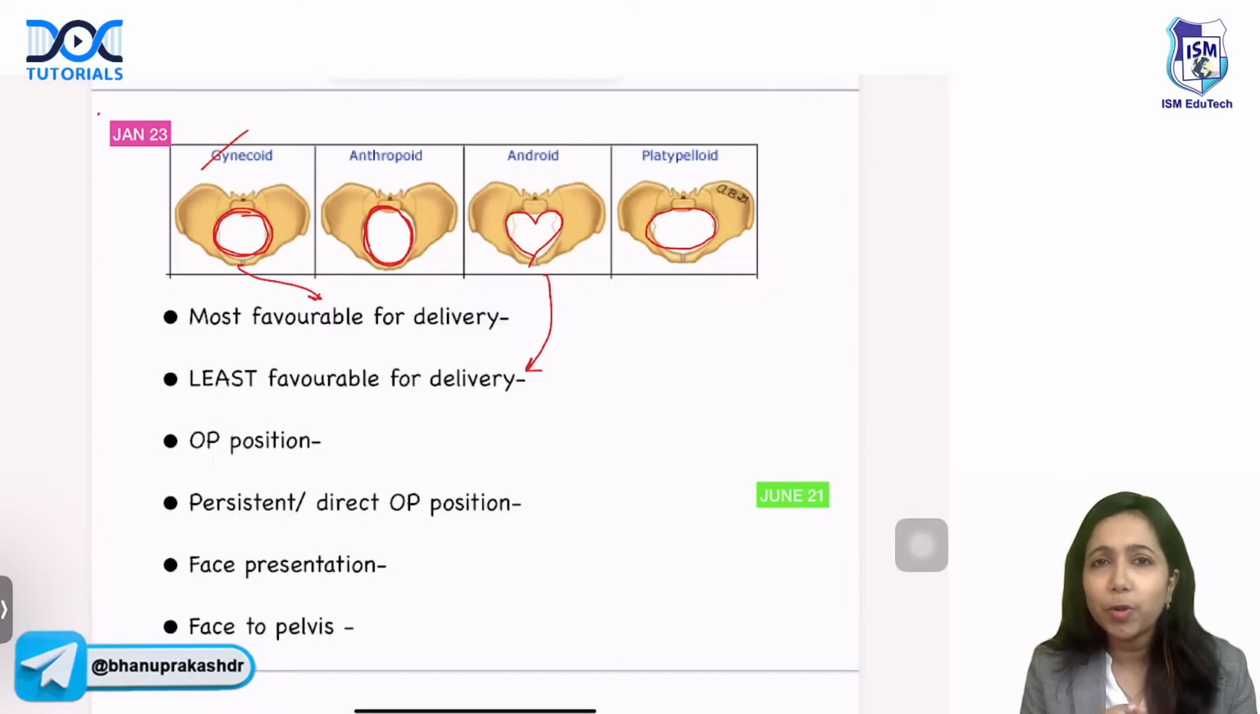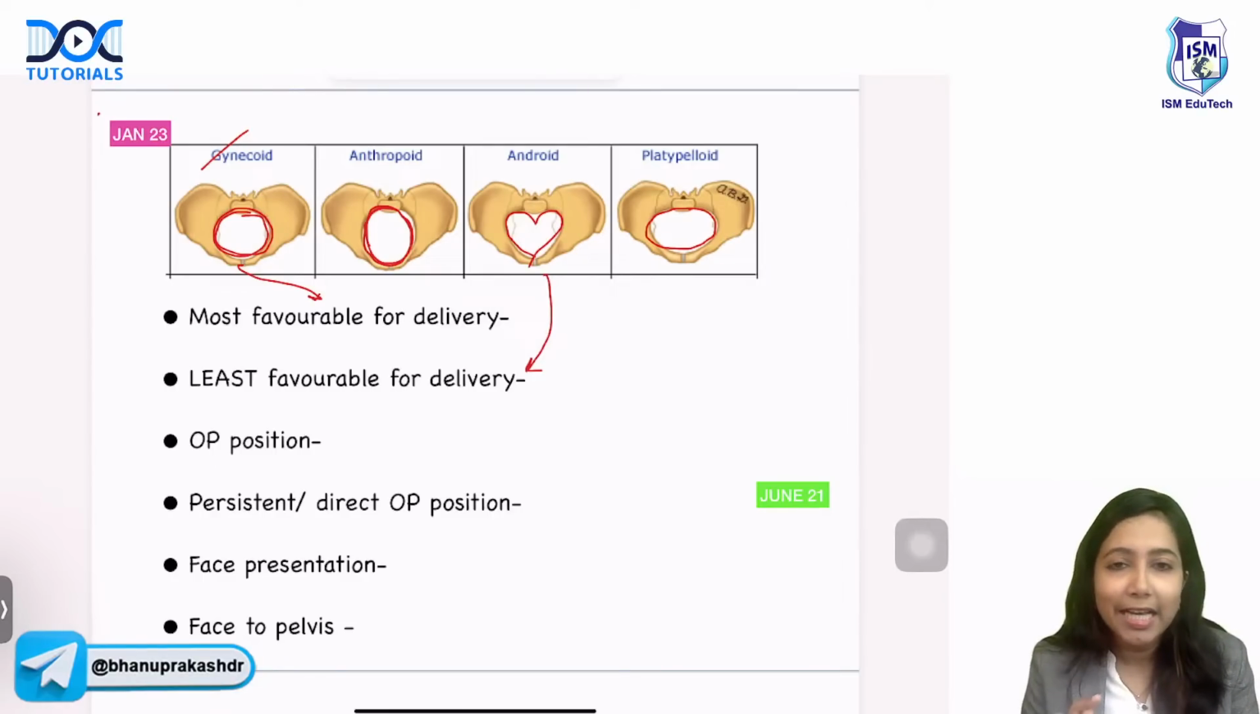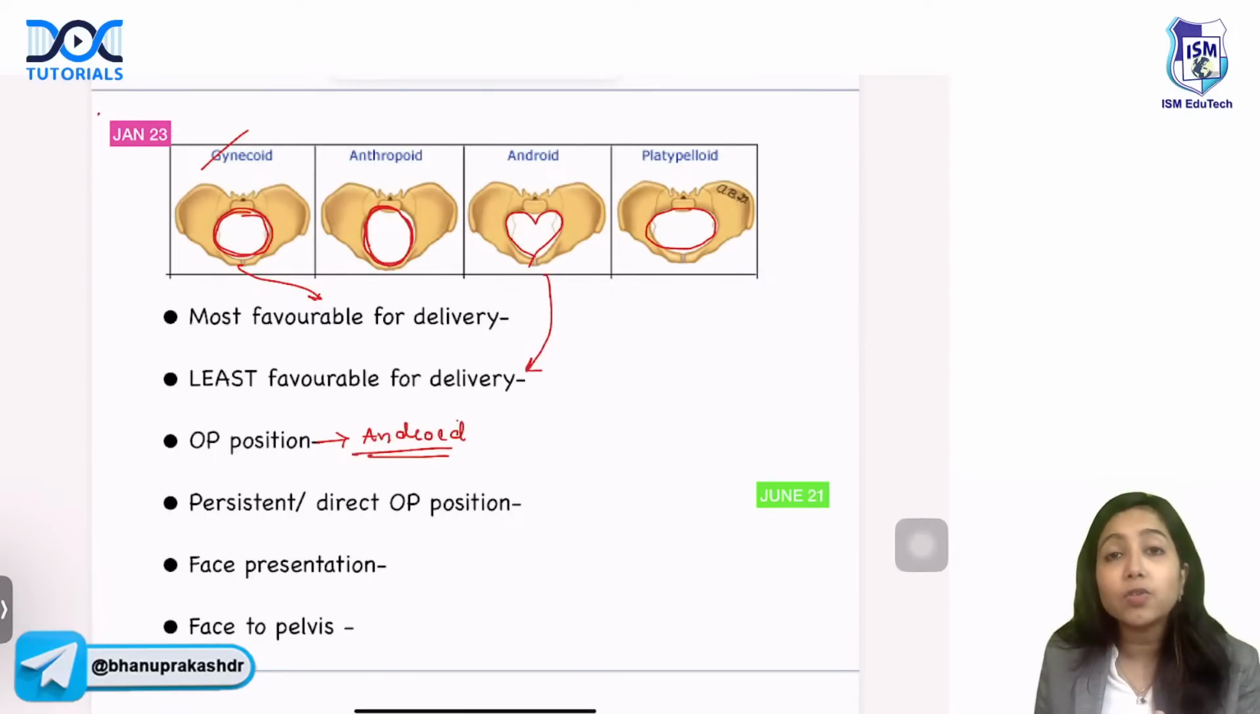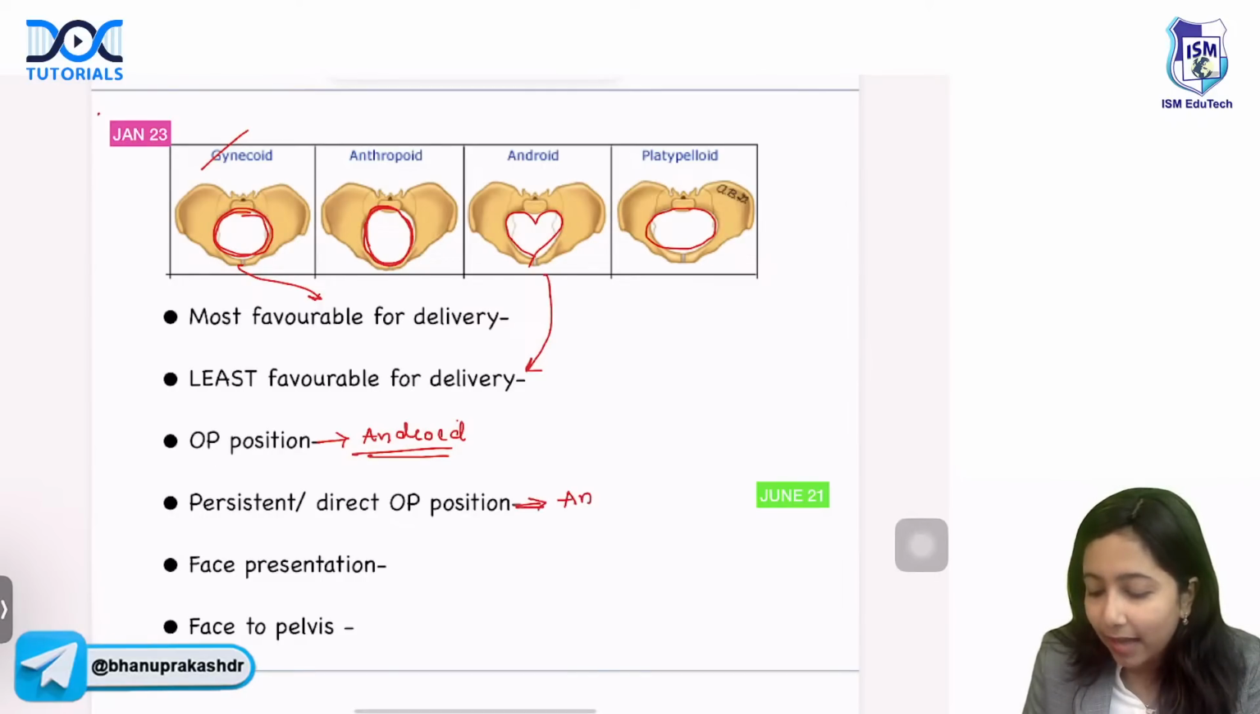Now coming to occipito-posterior position. There are two questions that come from this. One is they ask you the most common pelvis associated with OP position, the occipito-posterior position. The second question is where they ask you which of the following is associated with direct occipito-posterior or persistent occipito-posterior position. Again, a word play is going on here. So if they ask you OP position, your answer is android. But if they ask you persistent or direct occipito-posterior position, your answer should be anthropoid.